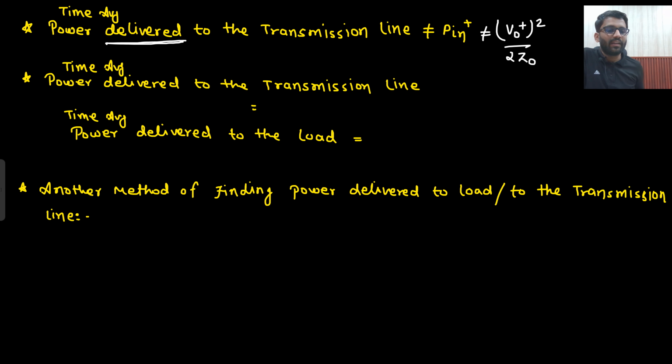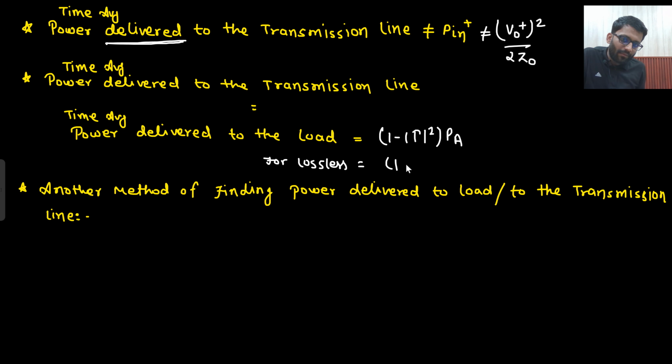What I am saying is, at steady state, the time average power delivered to the transmission line is equal to the time average power that is delivered to the load. And what is this? This is your 1 minus gamma square into PA. Say yes or no. This is equal to 1 minus gamma square into PA. And for lossless, it would be equal to 1 minus gamma square into V0 plus square divided by 2Z0.